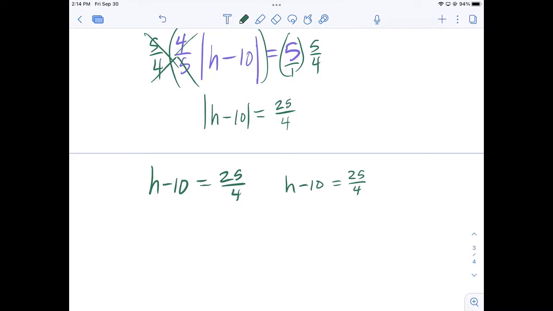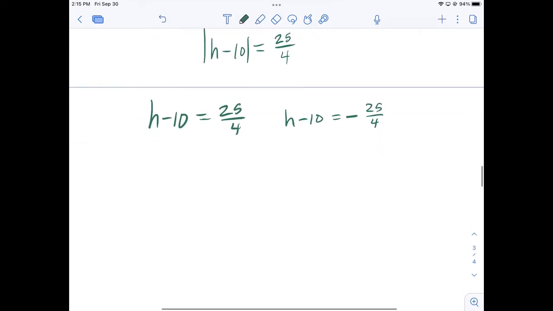And then there would be a bridge. Wouldn't one be negative? Yes, one would be negative. It doesn't make any sense to set them both equal to positive. So there you go. One's positive, one's negative. H minus 10, we drop the absolute values. Now, all we got to do is solve. So we add 10 to both sides.